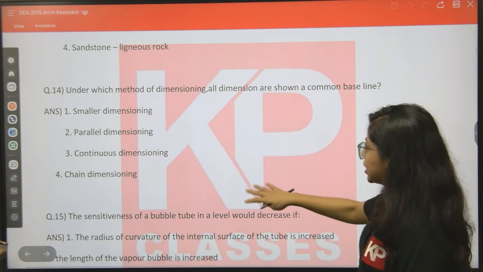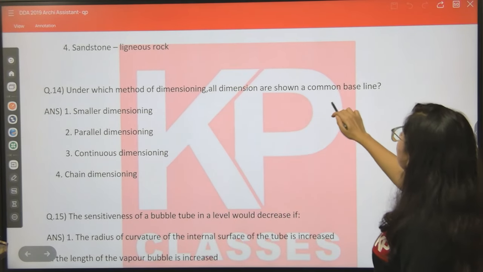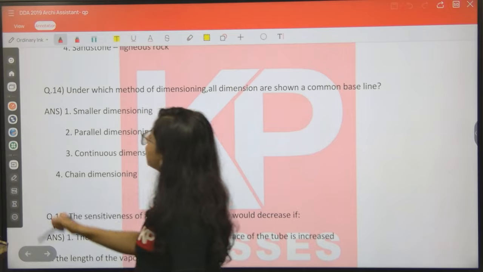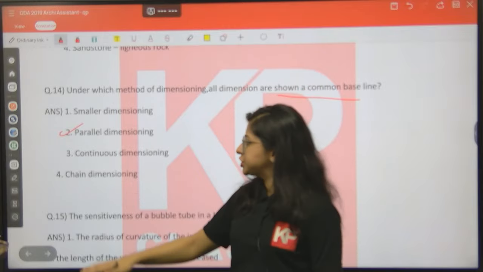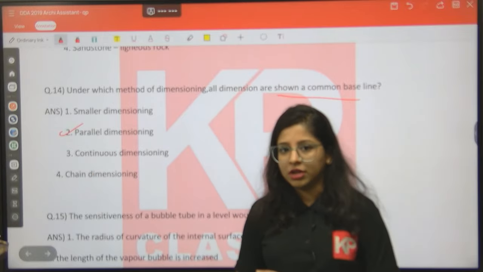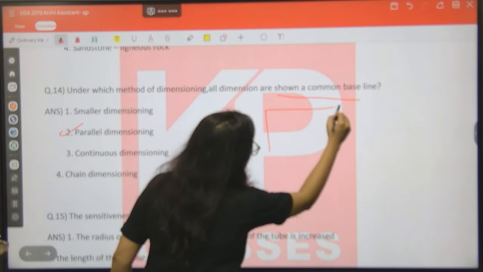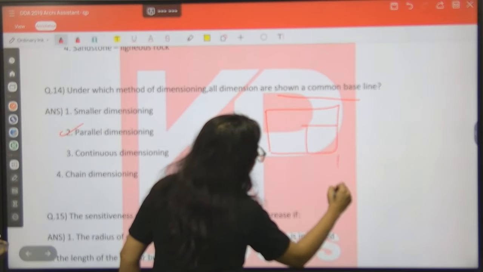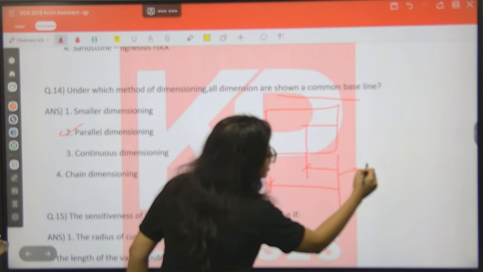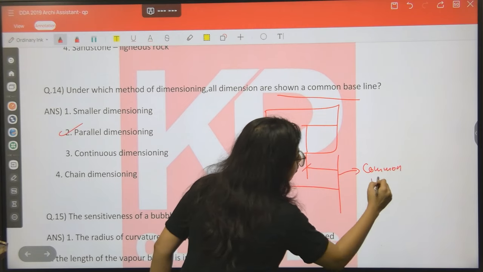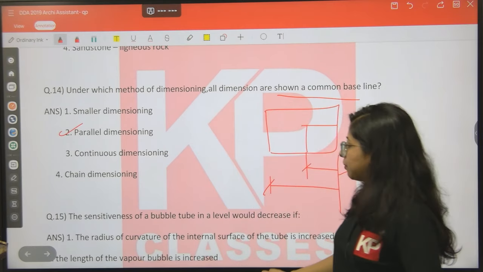So the question was basically asking under which method of dimensioning all dimensions are shown from a common baseline. So just now we saw, in which dimensioning do we have a common baseline? In parallel dimensioning. There is nothing called smaller dimensioning. Continuous or chain dimensioning is basically the same thing we just saw. It is all in the same line. But from a common baseline means, let's say this is some kind of a thing, then you have a common baseline, and from that baseline you are taking all the dimensions. So this is the common baseline. Okay, so the answer is your parallel dimension.